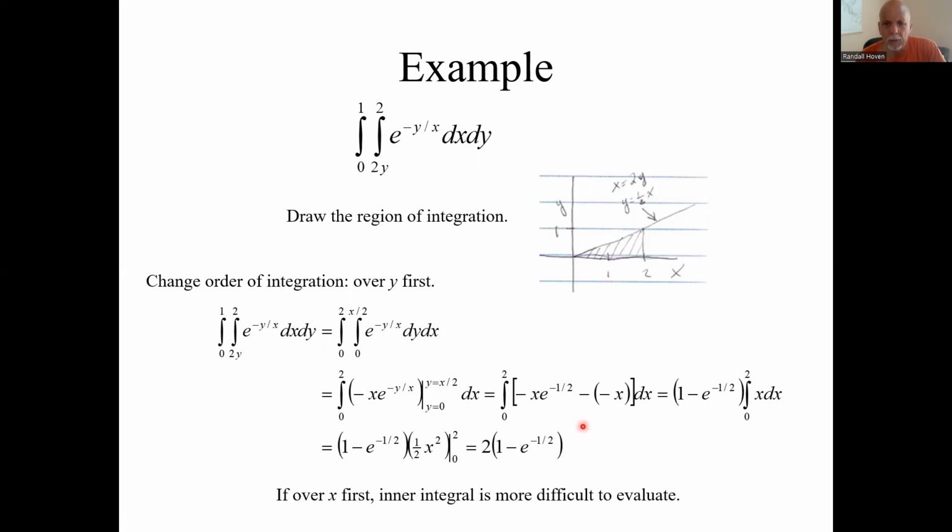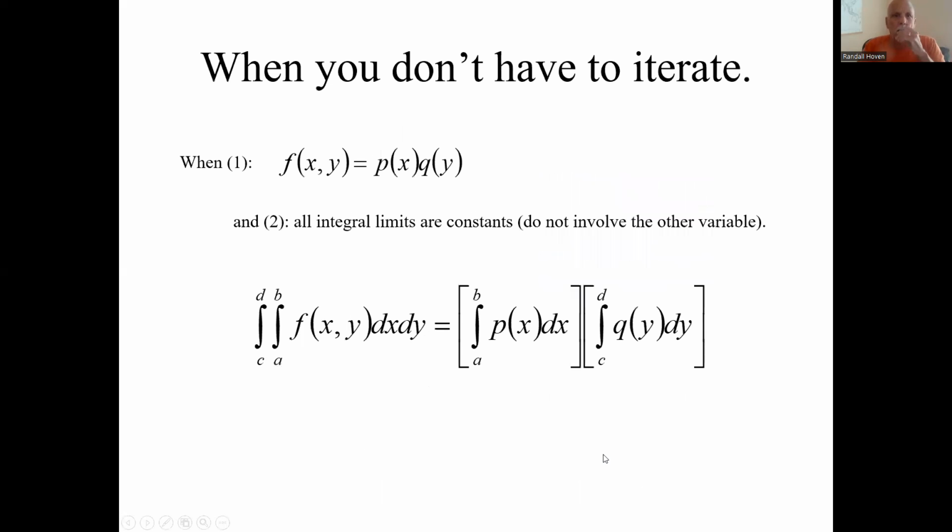And there, I'm just going to take the integrals. When do you not have to iterate? You can just multiply the two integrals when your integrand is just a product of two functions of the separated variables themselves. So f is just p of x times q of y. And the other thing you need is all constants for the limits. You can't have this limit being a function of y, or this one being a function of y. In that case, you can break it up into two integrals and multiply the two results separately. We like when you can do that. It makes things simple.